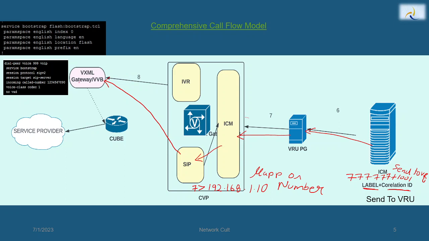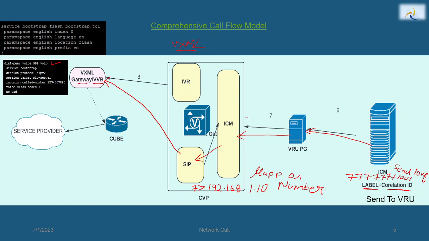The function of the VXML gateway or the VVB is to browse the document, the VXML document that is given by the IVR subsystem or the VXML server. It just reads the document and does things as instructed by the VXML gateway or the IVR subsystem. For receiving the call to the VXML gateway, we need to configure a dial pair, incoming dial pair. The VXML gateway can be same as the ingress-egress gateway, or else it can be a dedicated VXML gateway.